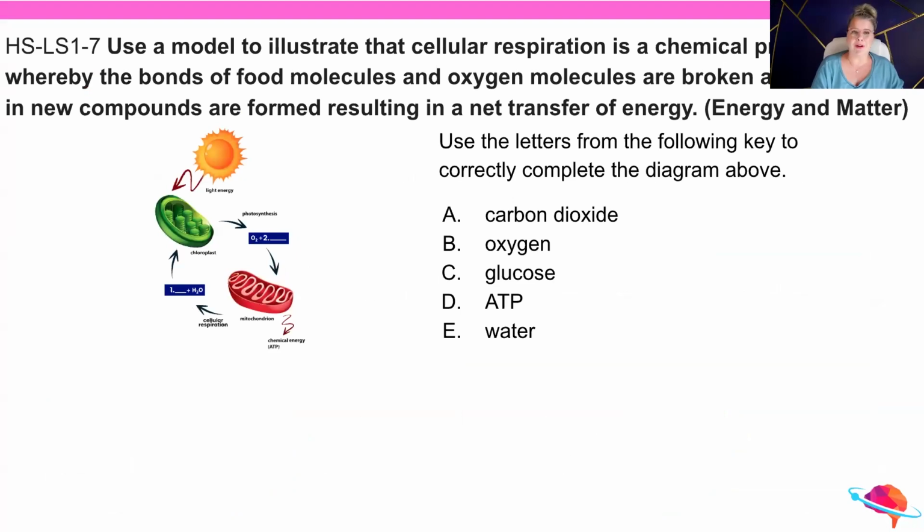Okay, I wanted to do one more because I didn't want to leave my high school people out. So we've got a high school performance expectation here. So good old cellular respiration. Use the letters from the following key to correctly complete the diagram above. So again, we've got our two criteria here. For students using mechanics and skills, driving purpose.